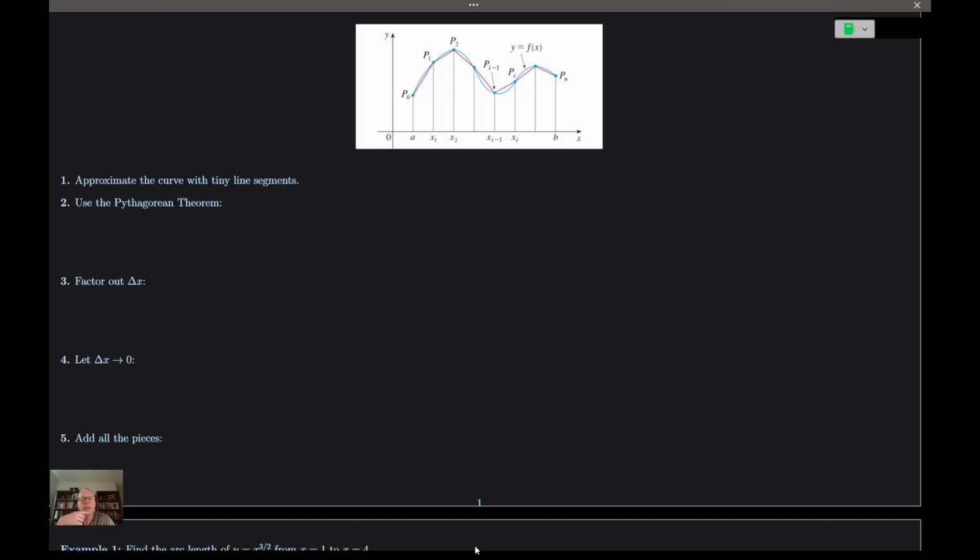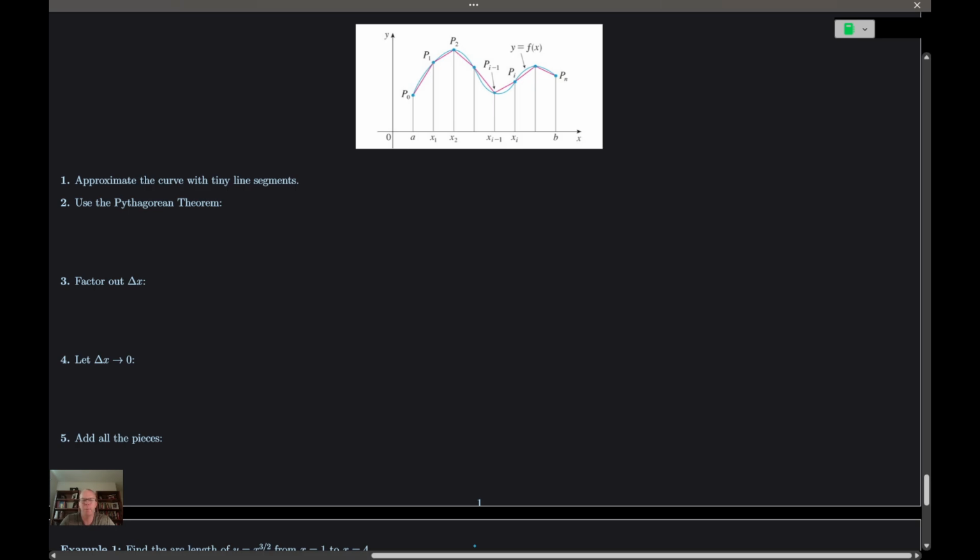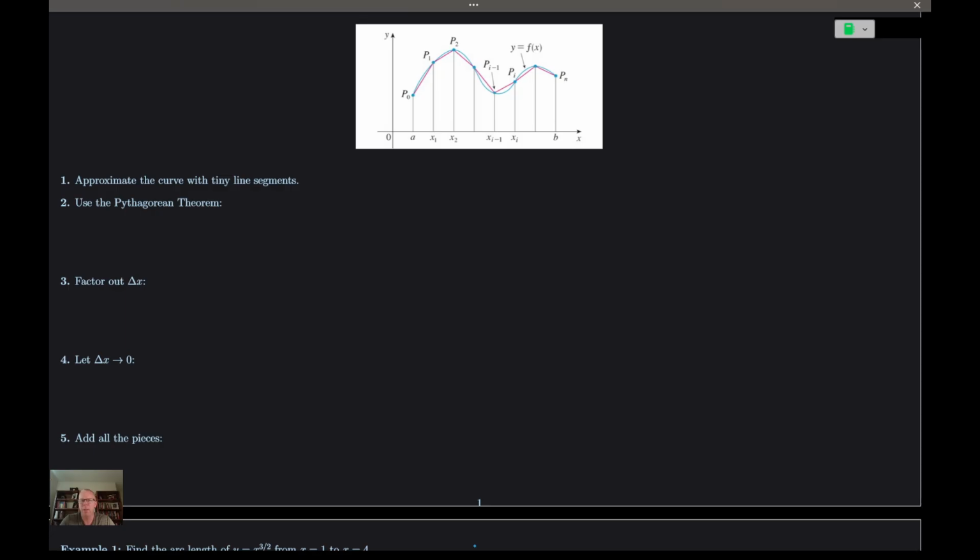arc length. And arc length just means exactly what it sounds like. We have some graph, some curve, and we want to know what is the length if you travel along this curve from point P0 to point Pn, wherever that is, or between A and B, following the curve. So how far would you travel? And it's a pretty simple formula.